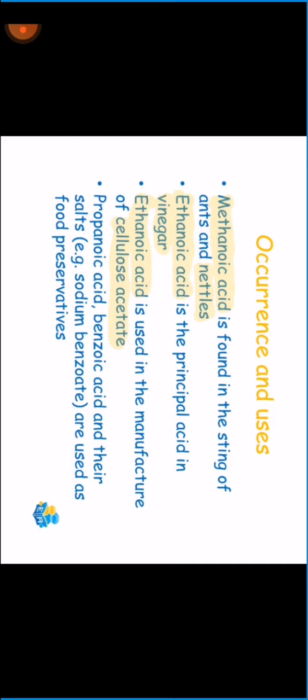Now, cellulose acetate used to be used in films for photography, but in more recent times it's actually used as a synthetic fibre, and it coats playing cards. So that shiny coating that's on playing cards in a deck of cards is cellulose acetate. Propanoic acid and benzoic acid and their salts then are used as food preservatives as well.